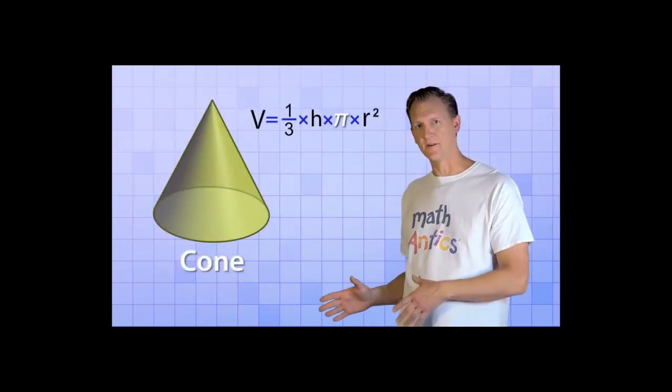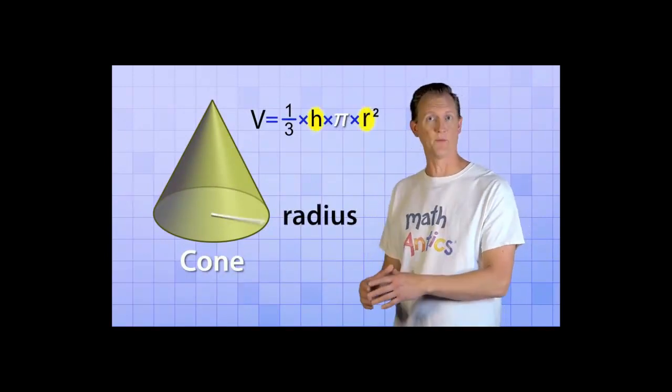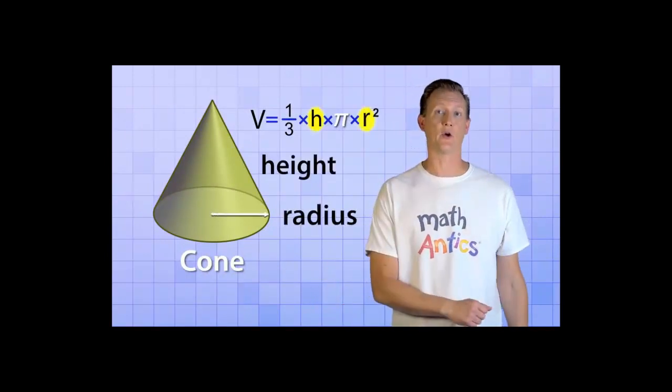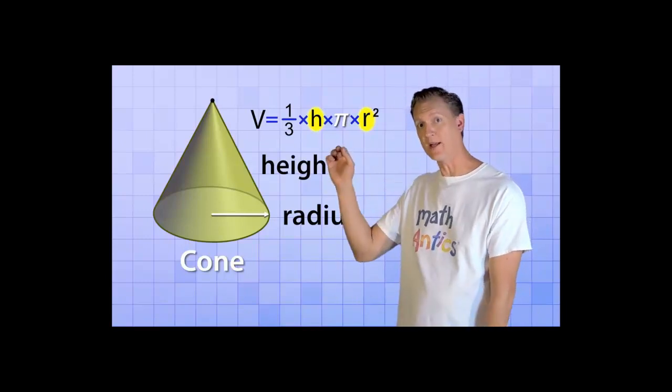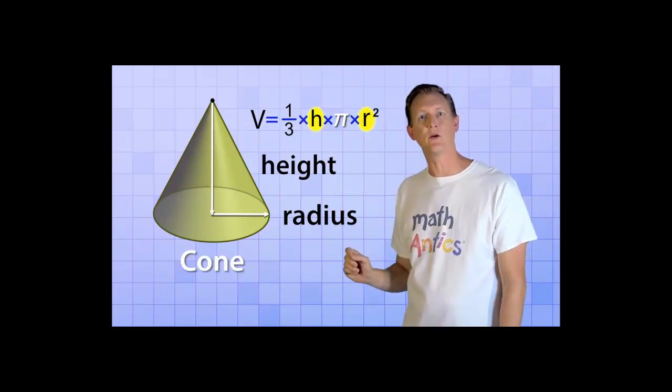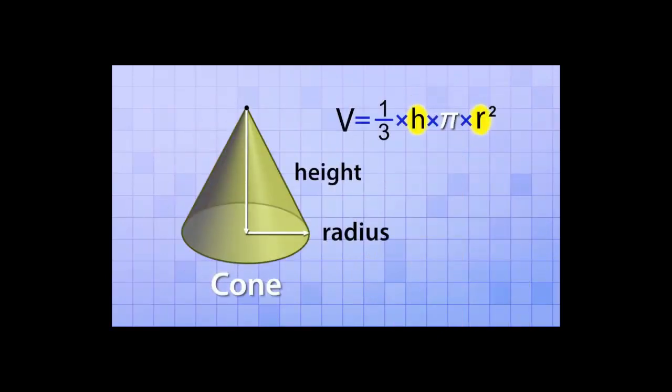To use our formula to find the volume of a cone, we need to know two things: the radius of the circle that forms the base of the cone, and the height of the cone, which is similar to the height of a triangle. It's the distance from the point at the tip of the cone straight down to the center of the circular base. The radius of the base of this cone is 3 feet, and its height is 9 feet.